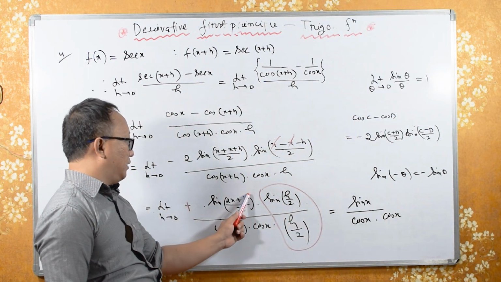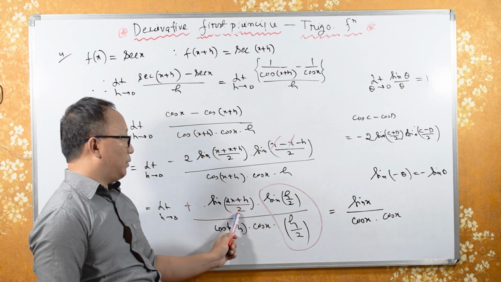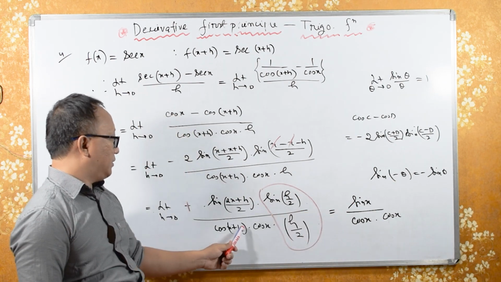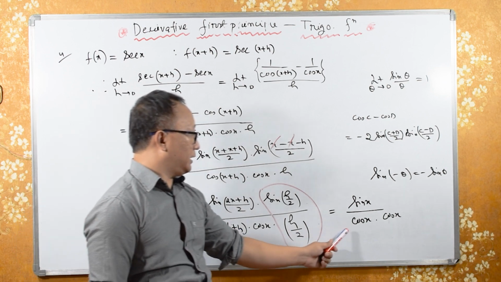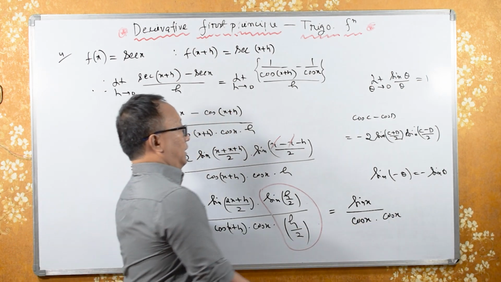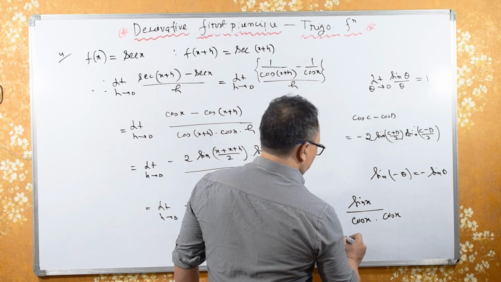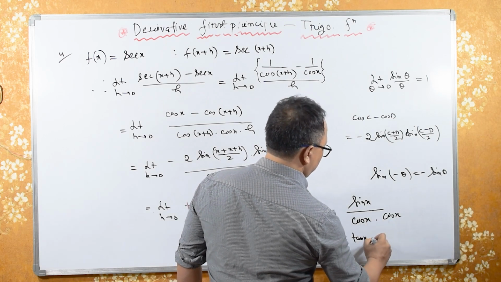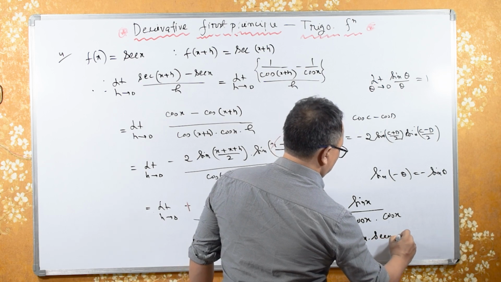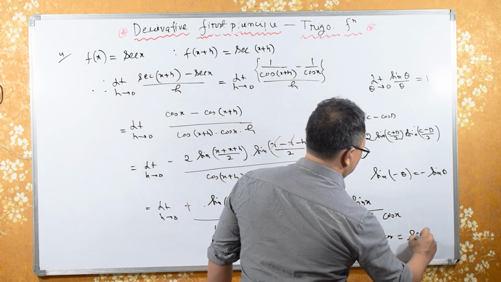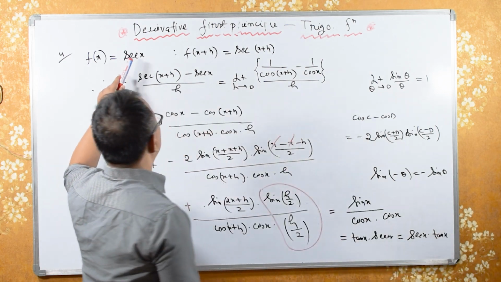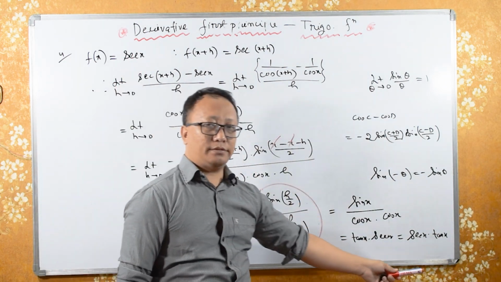When h tends to 0, this becomes 0. Twice x upon 2, the 2 gets cancelled, sin x. H tends to 0, this becomes 0. So cos x into cos x. Okay, this is the same as sin by cos, which is tan x, and 1 by cos is sec x. Now you can say this is the same as sec x into tan x. Therefore, differentiation of sec x is sec x into tan x.